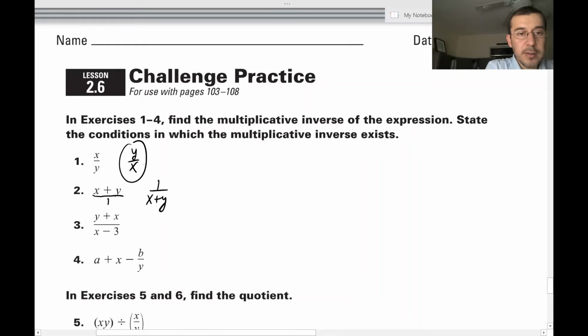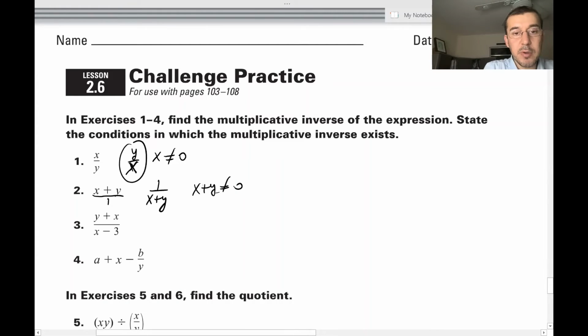To note here that x cannot be 0, right? Otherwise, we'll get undefined. We can't divide by 0. So we just have to know that x cannot be 0. In number 2, x plus y cannot be 0. So basically, x and y cannot be opposites. So you can't have 5 and negative 5 because you're going to get 0. So they cannot be opposites.